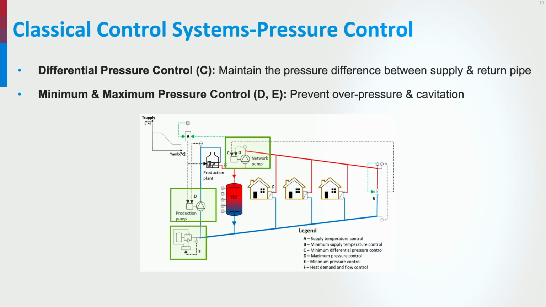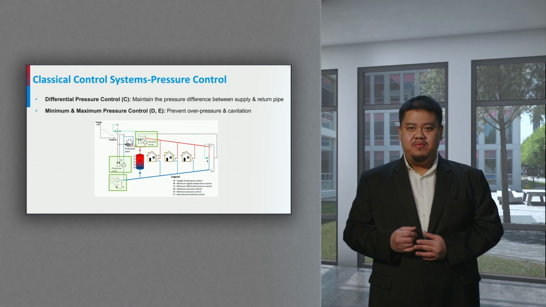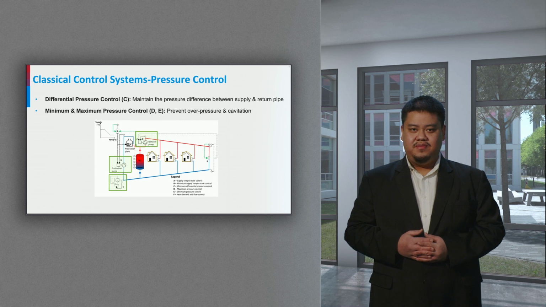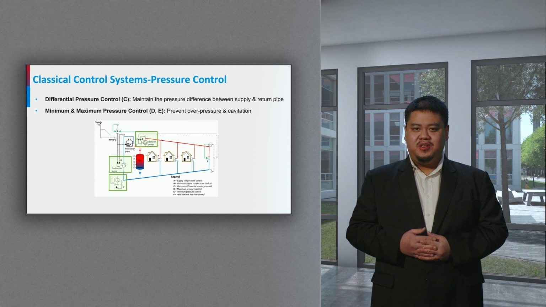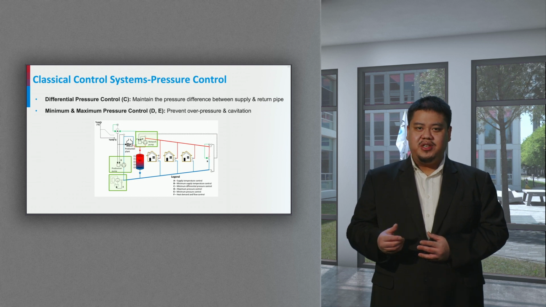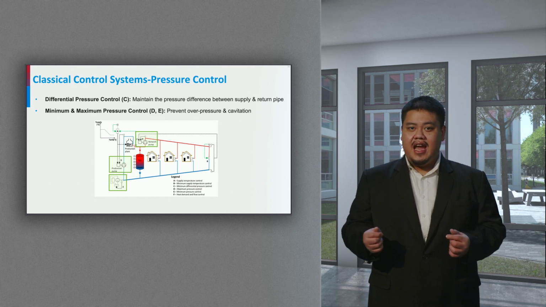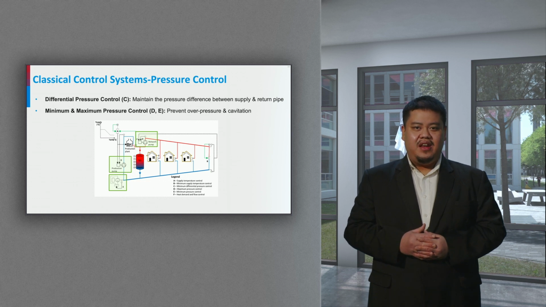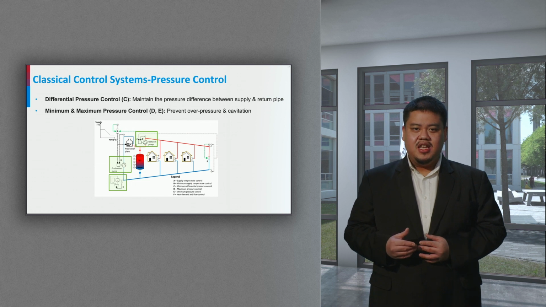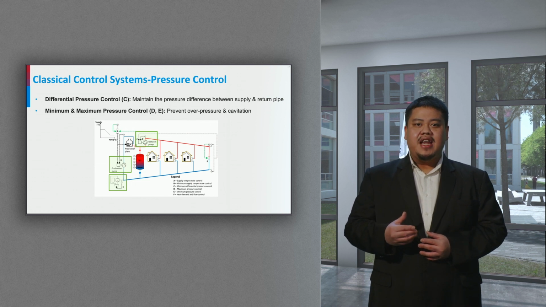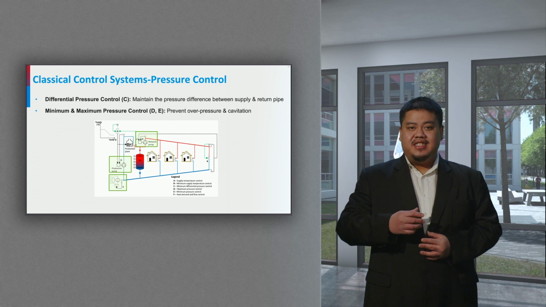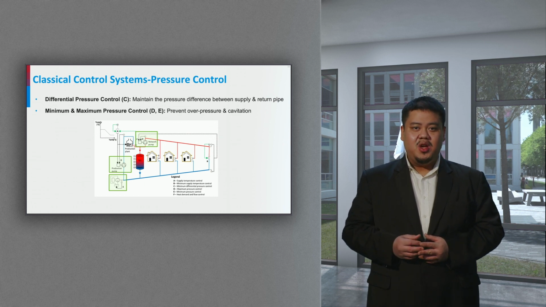The first classical control system is pressure control, which consists of differential, minimum, and maximum pressure control. The differential pressure control is used to maintain the pressure difference between the supply and return pipe by adjusting the control valve near the network pump. We also have minimum and maximum pressure controls that are responsible for keeping the pressure levels within the acceptable range to prevent cavitation or overpressure.